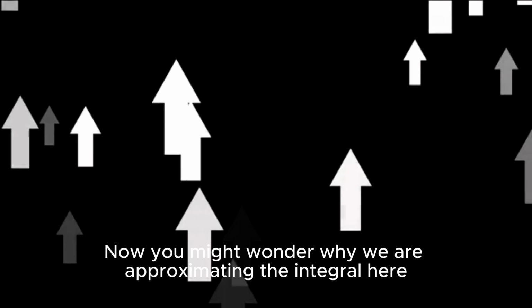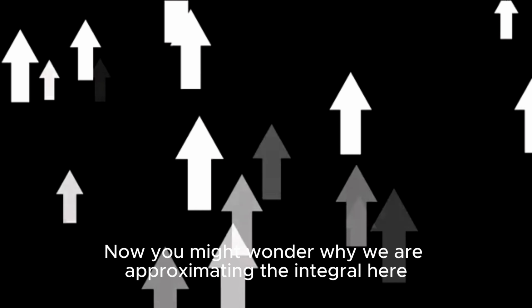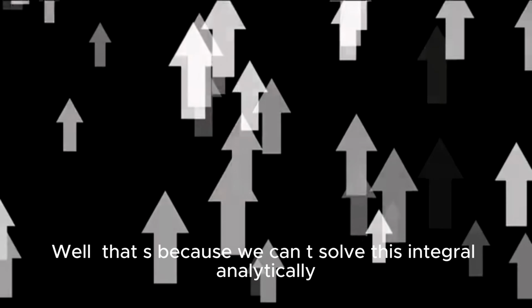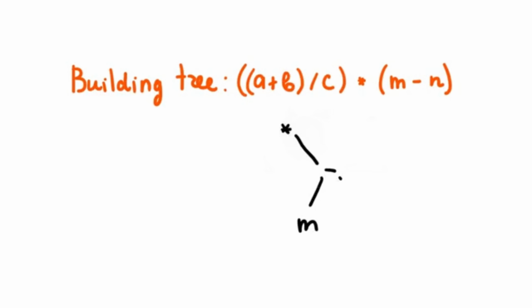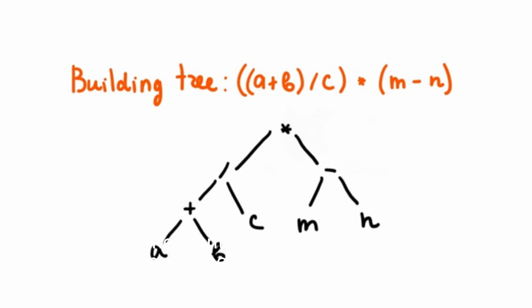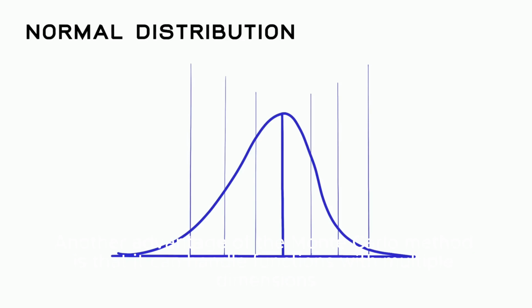Now, you might wonder why we are approximating the integral here. Well, that's because we can't solve this integral analytically. The integral of this function is not a nice closed-form expression. However, the Monte Carlo method allows us to approximate the value without finding an explicit formula. Another advantage of the Monte Carlo method is that it can handle functions with multiple dimensions.